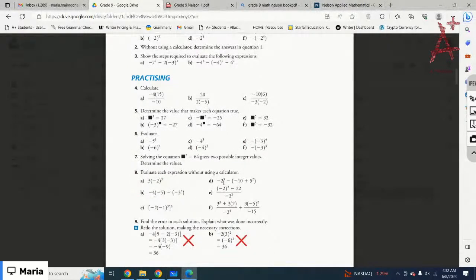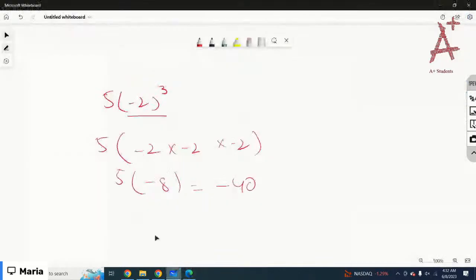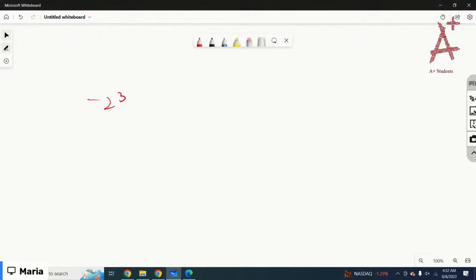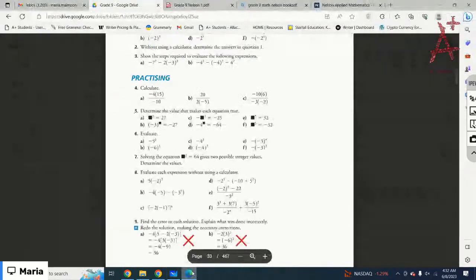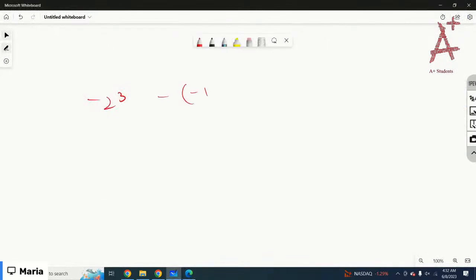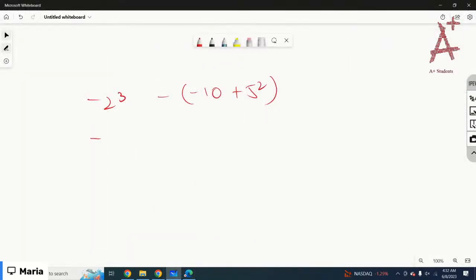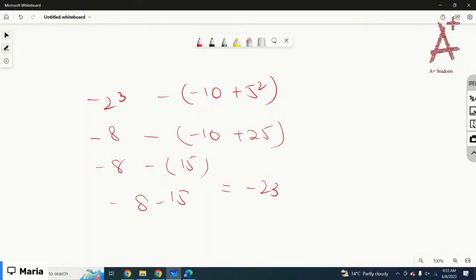Okay, let's just do the D part. Negative 2 cube minus 10 plus 5 square, I think. Evaluate. Negative 2 cube means 2 cube is 2 times 2 is 4 and 4 times 2 is 8. Minus 10, and 5 square is 25. 25 minus 10 is 15. So it would be negative 8 and negative 15. Both numbers are negative, so you have to add them. It would be negative 23.